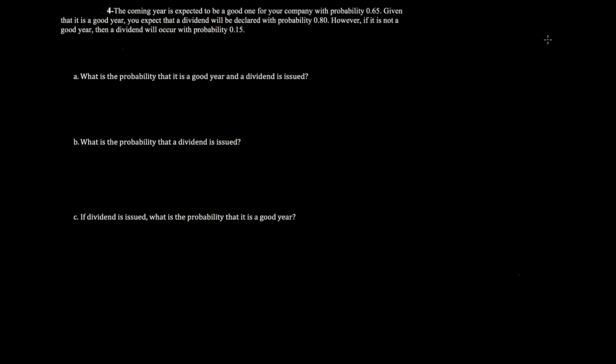The one thing I suggest you do before you get started is always to break up the question into its mathematical form. And what I mean by that is, let's turn a problem that is in written form into simply equation form. And so let's just write out the probabilities that we have here, so we'll have them for the rest of the problem. So the probability of a good year, we have it right here. If the year is expected to be a good one for your company, the probability is 65, right? So the probability of a good year is 0.65.